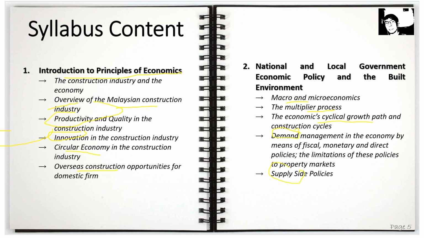In economics, these are two important elements, demand and supply, so we need to play around with these two. How are we going to control the demand? How are we going to control the supply? So what are the policies we are going to learn about? Fiscal, monetary, and supply side. They have their own policies. So that's what we're going to go through for topic number 2.